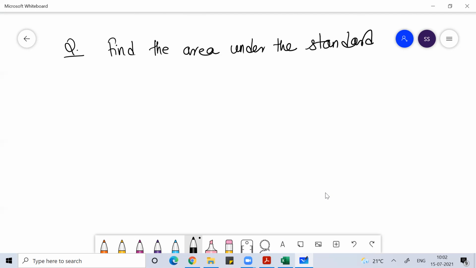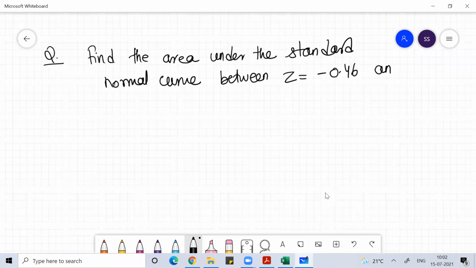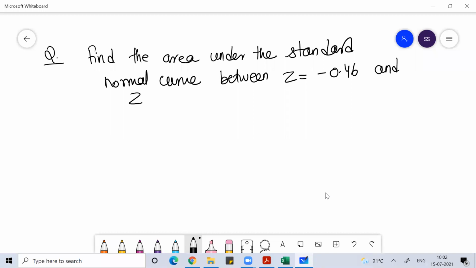Okay, suppose similarly, if I ask you, find the area under the standard normal curve between z equal to minus 0.46 and z equal to 2.21.